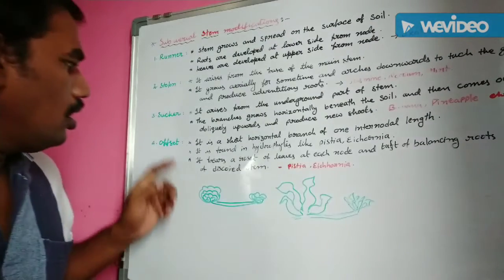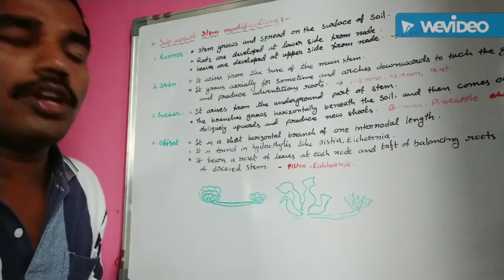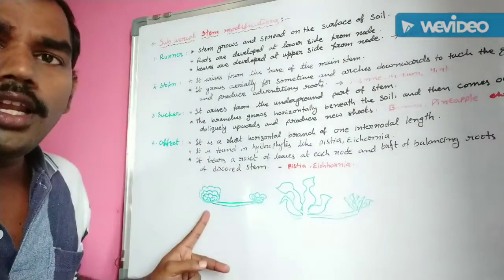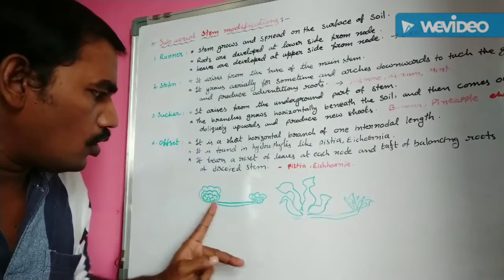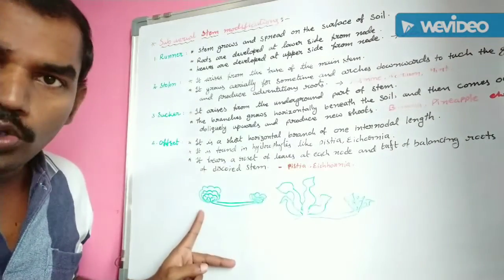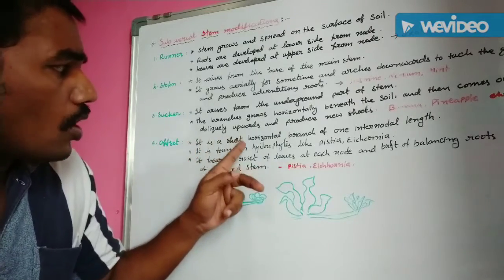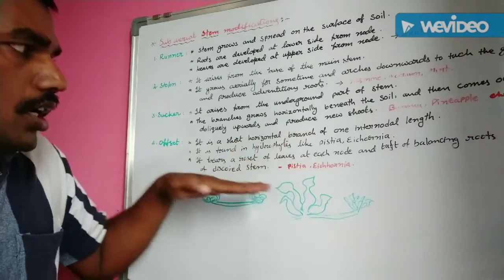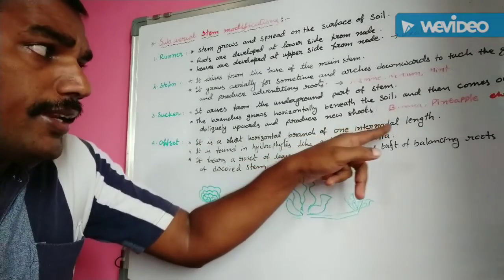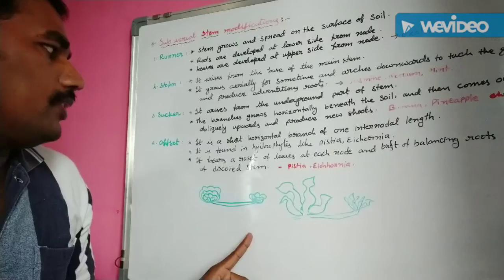Offset. It is a short horizontal branch of one internodal length. One internode. This one is a node, this one is a node. In between two nodes, the region is known as an internode. So it has a short horizontal branch of one internodal length.